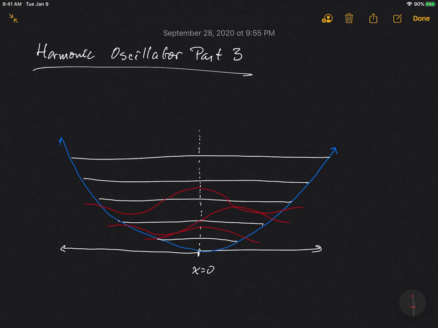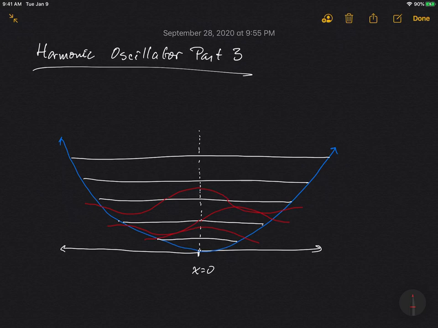Harmonic Oscillator Lecture, Part 3. Let's go back to our sketch of the energy levels and the potential energy curve.